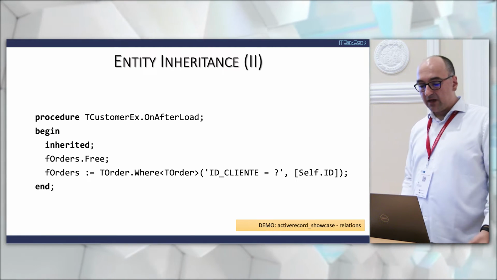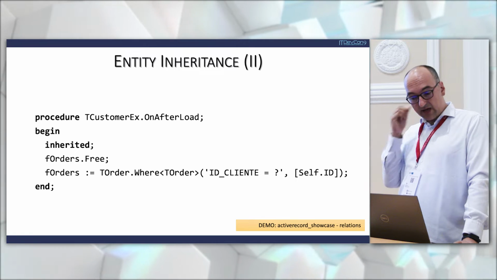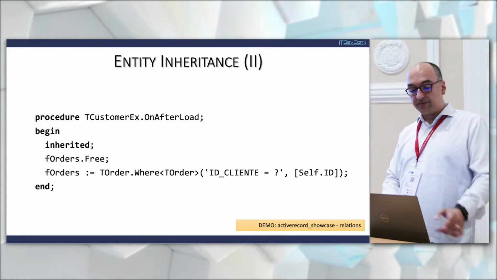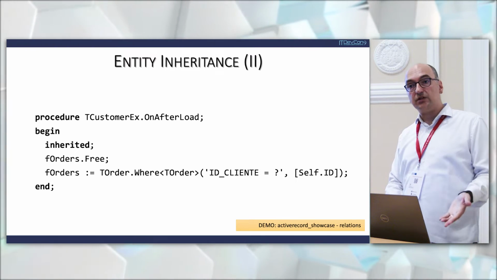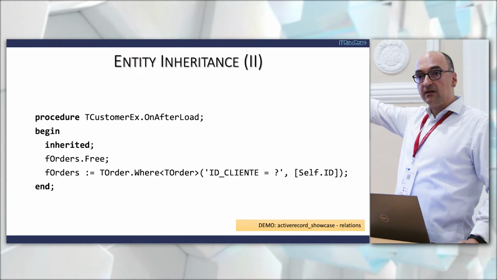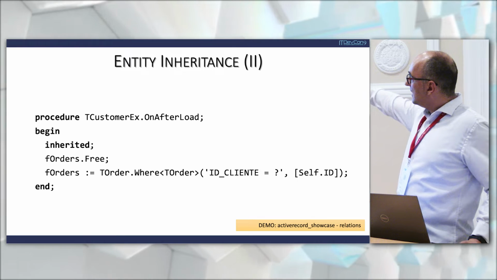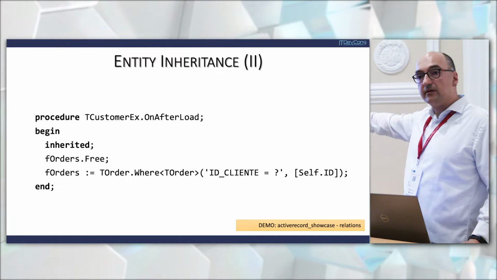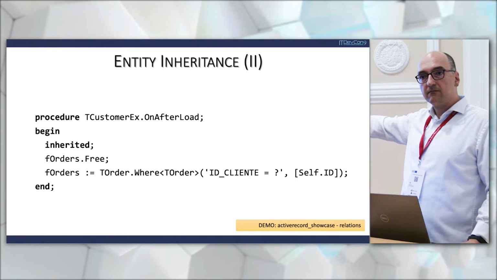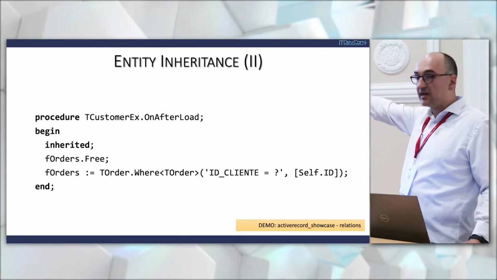Also, the entities can be inherited one from the other. For example, in this case, we are handling relations. After loading the customer X, in this case I want to load directly all the orders for this customer. This could also be delayed. In this case, it's just after loading.